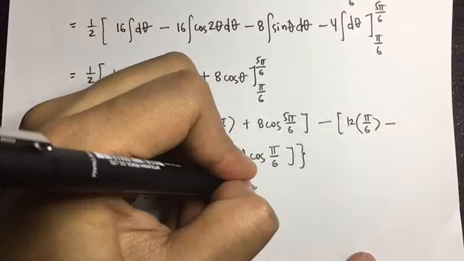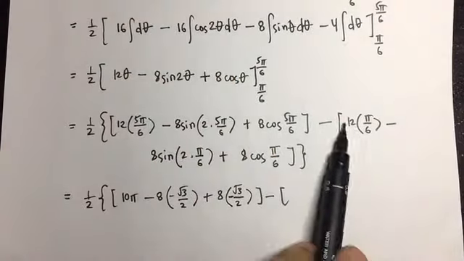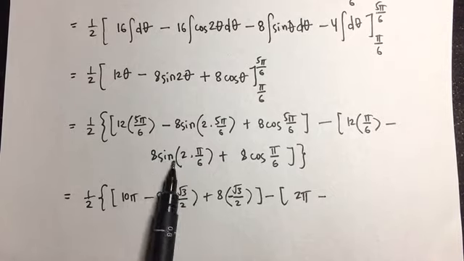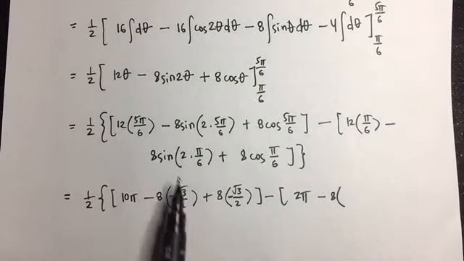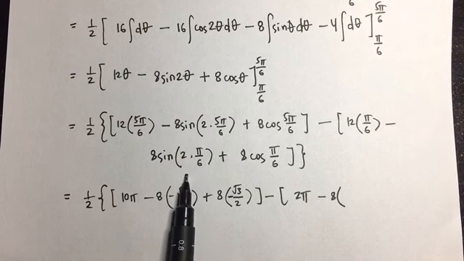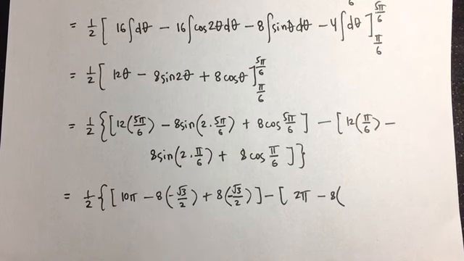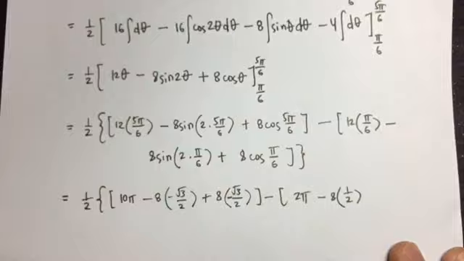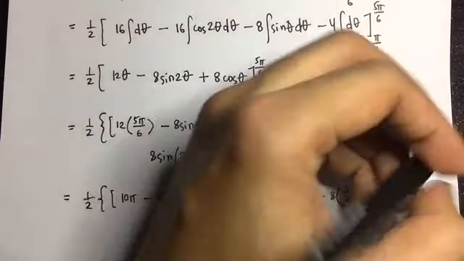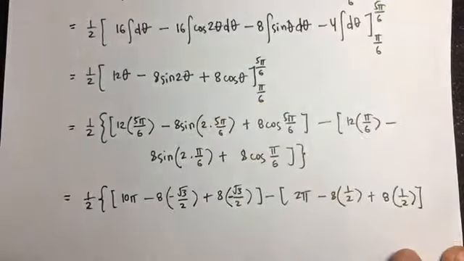And then minus, so we have here 2 pi minus 8 times sine of 2 times pi over 6, so that is pi over 3. Sine of pi over 3, that is square root of 3 over 2, plus 8 cosine of pi over 6, that is square root of 3 over 2.